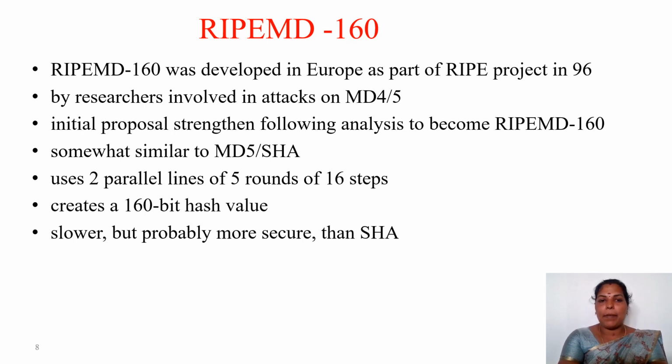that is RIPEMD-160. This is somewhat similar to MD5 as well as SHA, and it uses two parallel lines of 5 rounds of 16 steps. In the diagram we can see two parallel lines, two separate sets of steps, executed in parallel, each of 5 rounds of 16 steps, and RIPEMD-160 creates a 160-bit hash value. It is somewhat slower compared to SHA, but it is more secure than SHA.